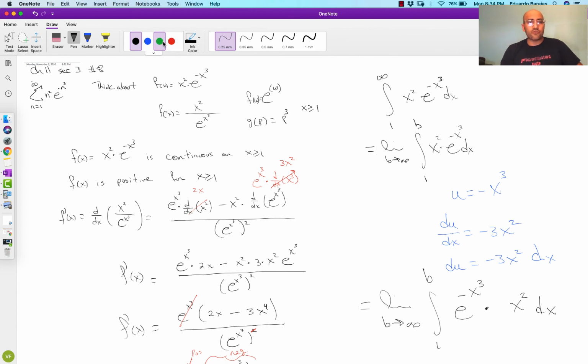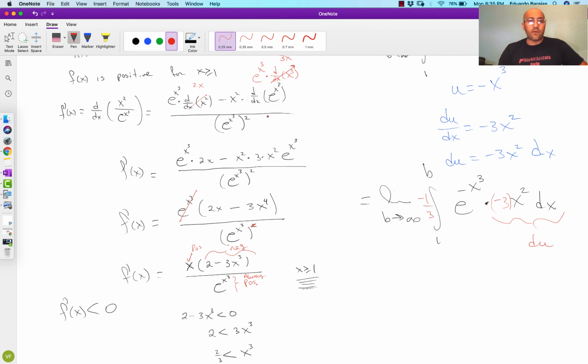And then I'm just going to introduce the thing I need. I need this to be a negative 3. That way I have exactly my du. This one is now my du. But then I've got to balance it out with a negative 1/3 out here. That way this times this equals positive 1.